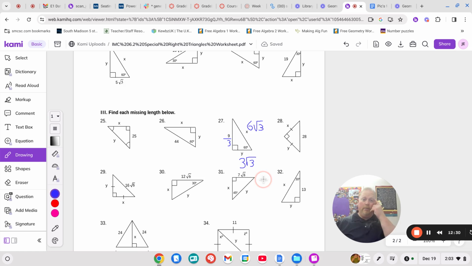So the notes are a little bit more complicated than the 45-45 right triangle, but it's pretty much figure out what you've got, figure out what you're looking for, and then use the notes. Okay, should be pretty easy. If not, let me know.